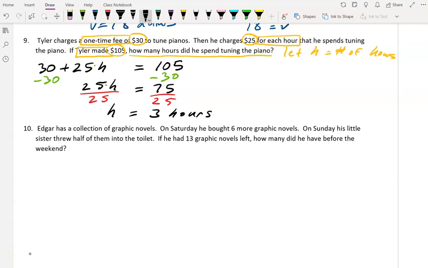All right, and that makes sense because 25 times 3 is 75 plus 30 is 105. That solves the problem. We read the question, we figured out what the question is, we underlined it, we circled the numbers, we boxed the important information so that we could write our equation.